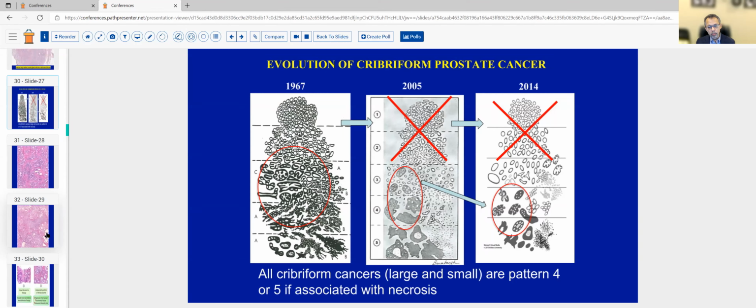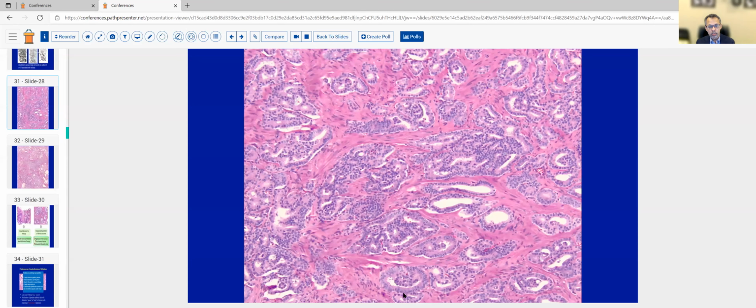So the grading of cribriform carcinoma has also evolved significantly since the original description of Gleason grading by Dr. Gleason in 1967. Now a major departure in the 2014 ISUP modified Gleason grading system is that all cribriform cancers, regardless of the size and shape, are considered pattern 4 or 5 if associated with necrosis. So we really don't have to struggle anymore.